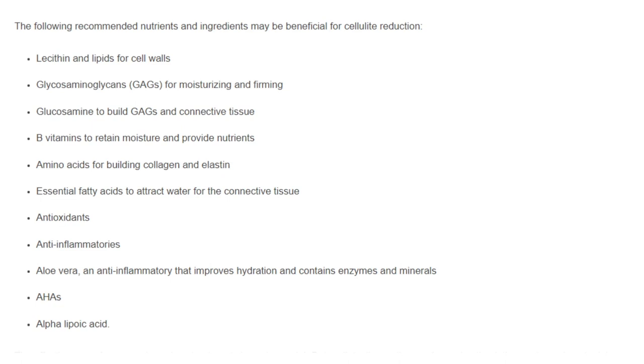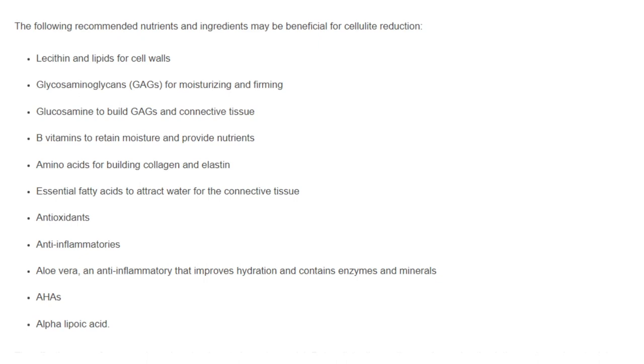Lecithin and lipids for cell walls. Glycosaminoglycans, GAGs, for moisturizing and firming. Glucosamine to build GAGs and connective tissue. B vitamins to retain moisture and provide nutrients. Amino acids for building collagen and elastin. Essential fatty acids to attract water for the connective tissue. Antioxidants.